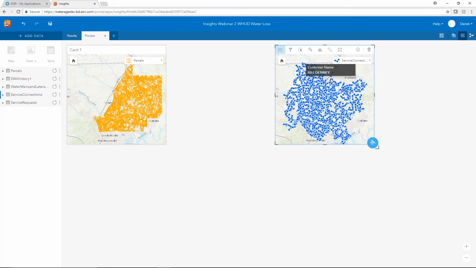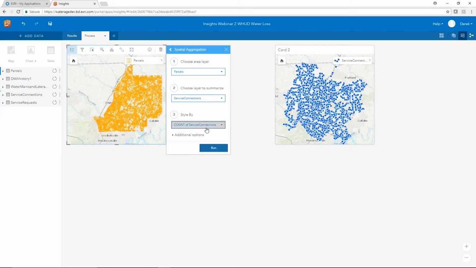So they wanted to explore whether or not the pressure at that service connection had any effect on the amount of leaks reported at that individual customer. To do that, we're going to take our parcels again, but this time instead of joining our service requests right away, we're actually going to join our service connections to it. And we're not just going to get a count. We're going to look specifically at the expected maximum pressure.